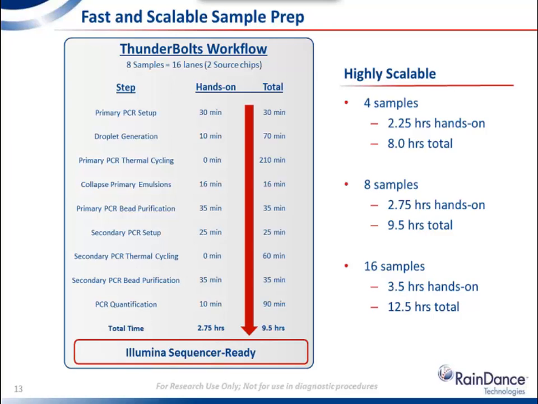Instead of a secondary PCR reaction, you do secondary PCR thermocycling. That incorporates the Illumina adapters and the indexes. Then you do another SPRI-select bead purification. A quick quantification, we use Agilent, that should give you something similar, or qPCR to do the quantification. The total time is about 2 hours and 45 minutes hands-on time and about 9.5 hours total time. Going through this whole process gives you a sample that is ready to go directly on the Illumina sequencer.